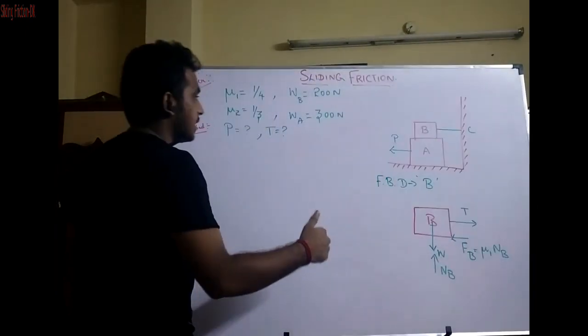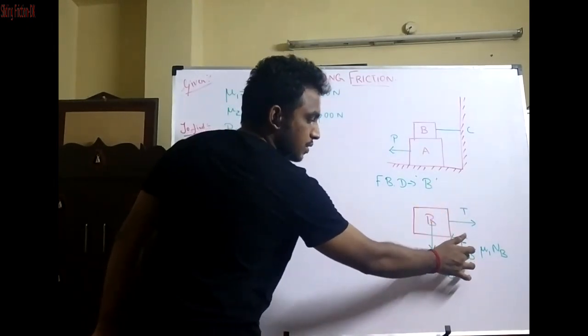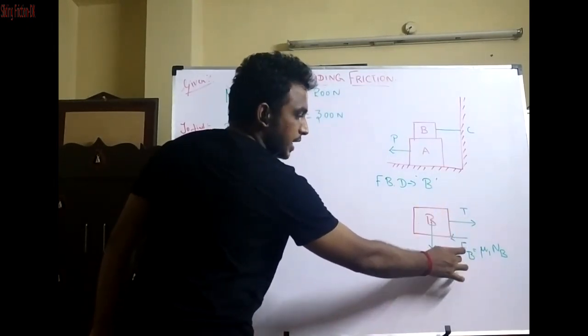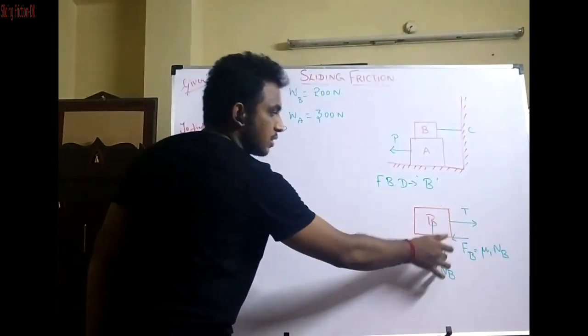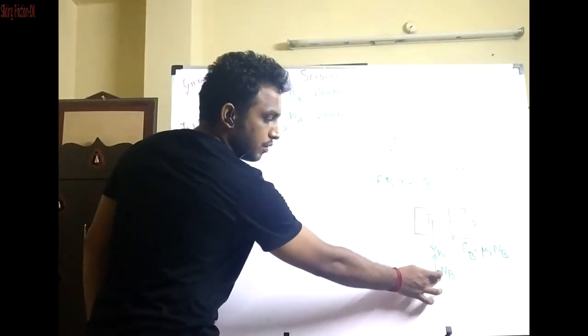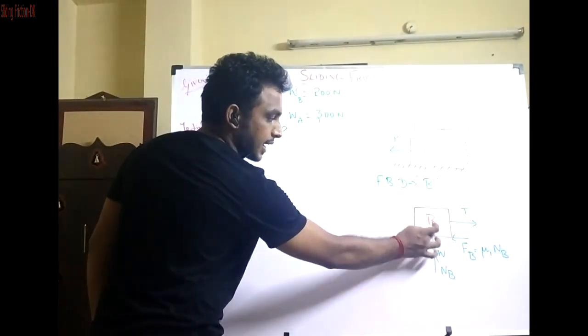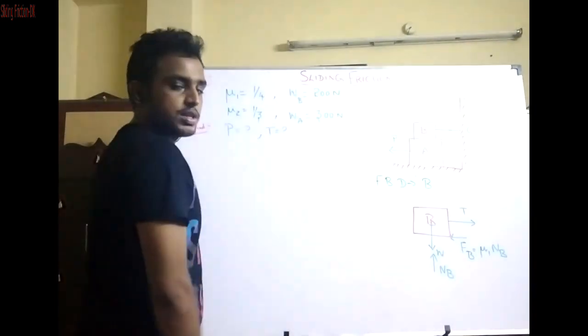As I already said, I am going to take B with respect to the block B. So the frictional force that has been created in the block B as well as the normal reaction has been created in the block B, and mu1 is the coefficient of friction between block B and block A, and then the normal reaction will be acting exactly perpendicular to the block B, and then the weight will be acting towards the ground direction.